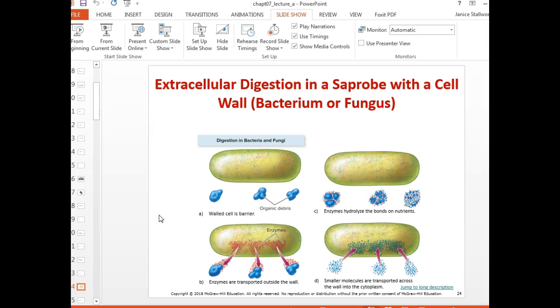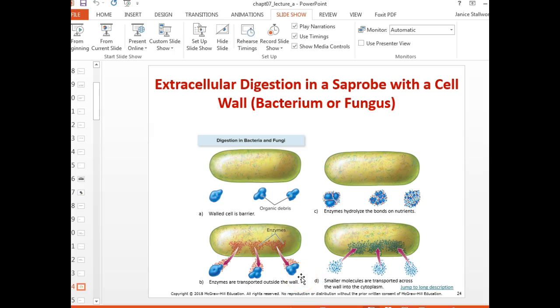We'll pick up next time here. Let's look at this picture first. This is the extracellular digestion in a saprobe with a cell wall. It could be a bacterium or a fungus. The cell wall is a barrier in A here. In B, enzymes are transported outside the wall.